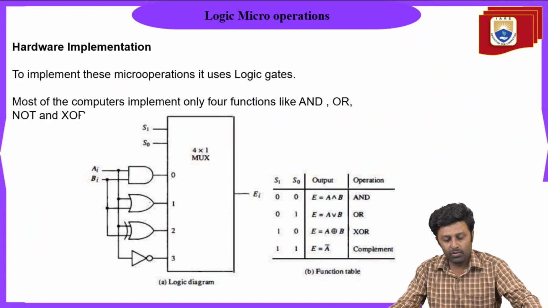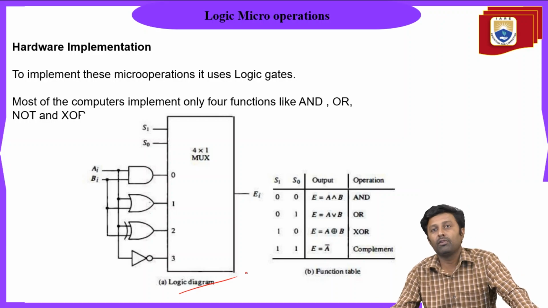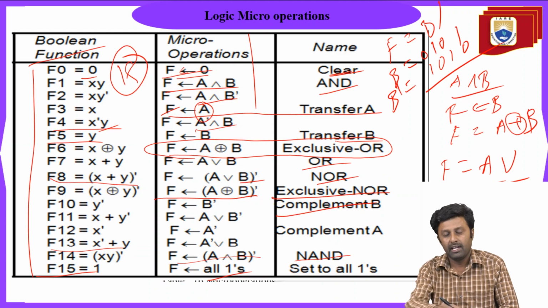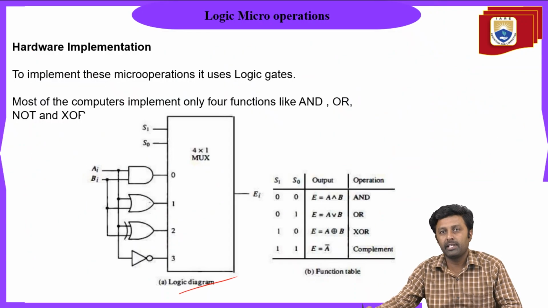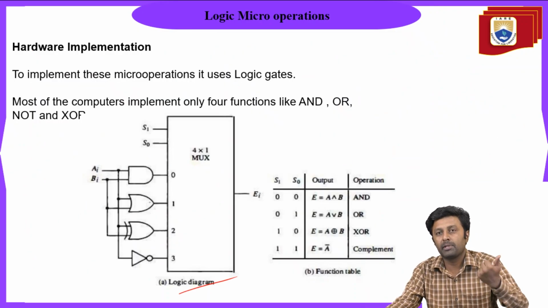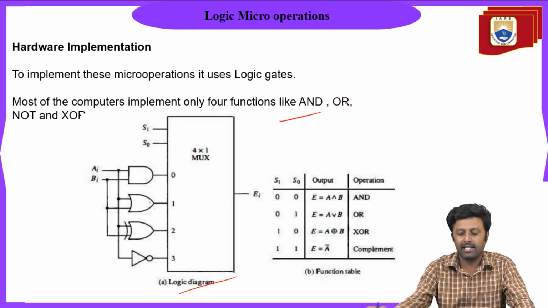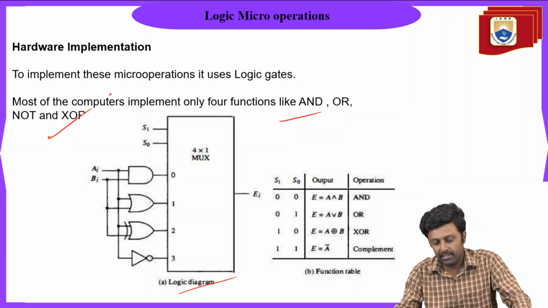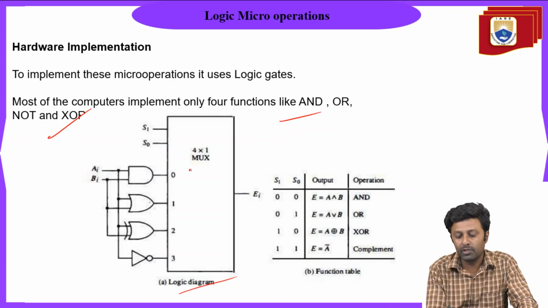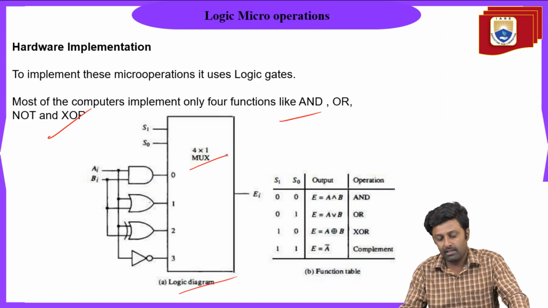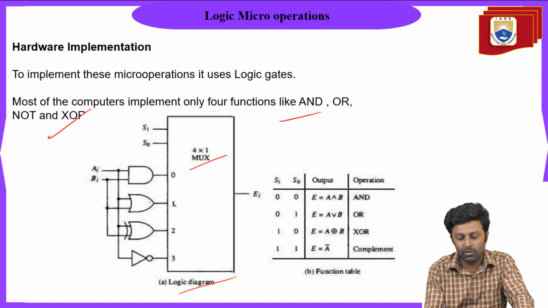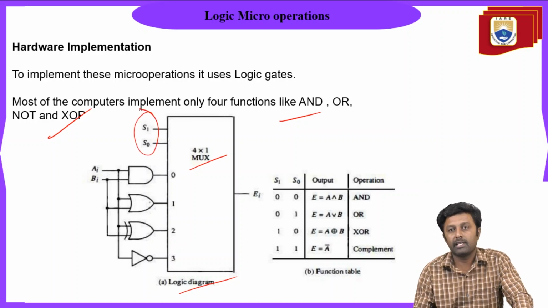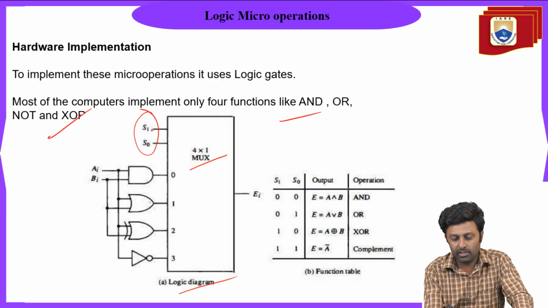And this figure shows the hardware implementation of a 4x1 mux, to implement these micro operations. Whatever we have seen, these 15 micro operations, to implement them we use the basic gates like AND, OR, NOT, and XOR. In this diagram we can see a 4:1 multiplexer, that is mux, which will have 4 inputs, that is 0, 1, 2, 3. Then these two are the control bits, S0 and S1.